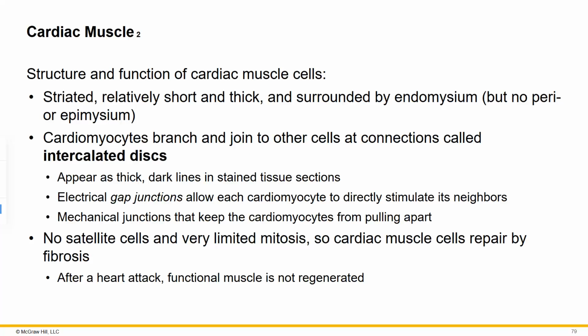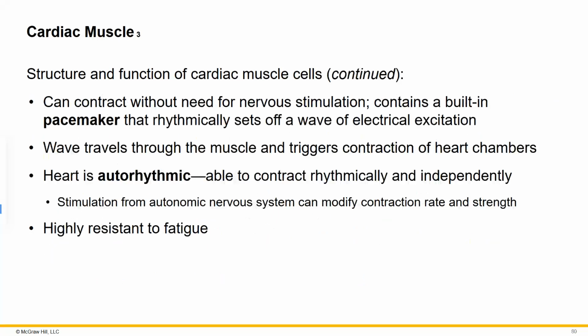No satellite cells and very limited mitosis, so cardiac muscle cells repair by fibrosis. After a heart attack, functional muscle is not regenerated. Fibrous connective tissue is created in its place.